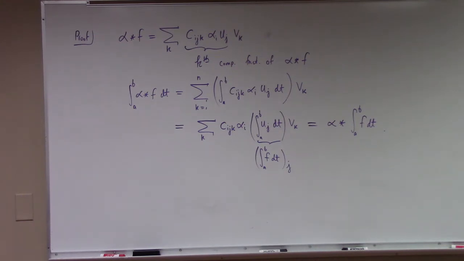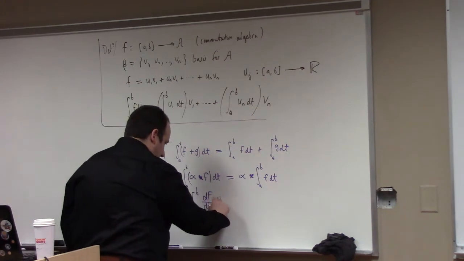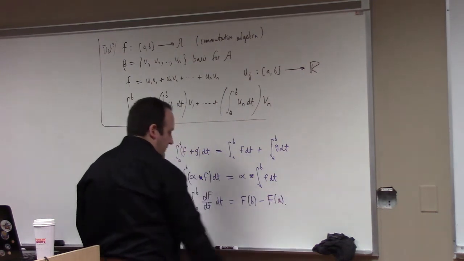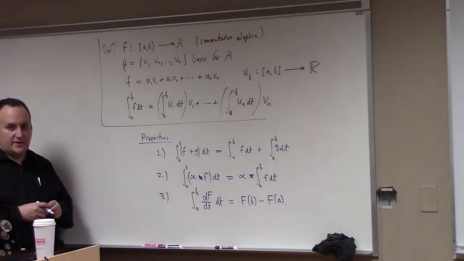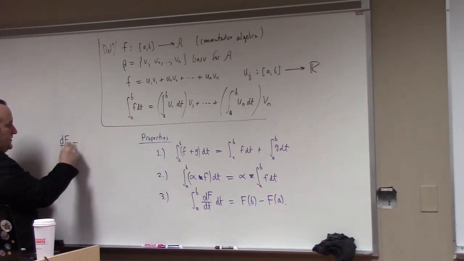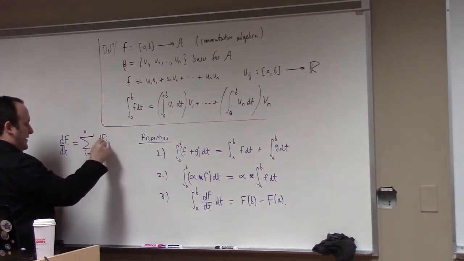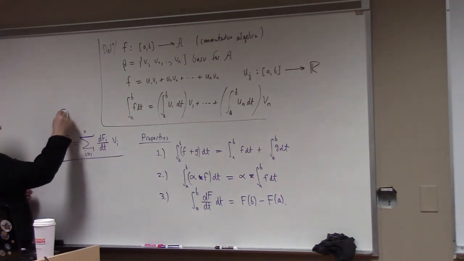And then property 3, which is probably even more exciting, says that the integral from a to b of dF/dt dt is, you guessed it, big F of b minus big F of a. So there is a fundamental theorem of calculus part 2 for such integration, right? And what do we mean by dF/dt? Here, dF/dt is equal to the sum, i equals 1 to n, of dfi/dt vi, right? It's the component-wise derivative of f.